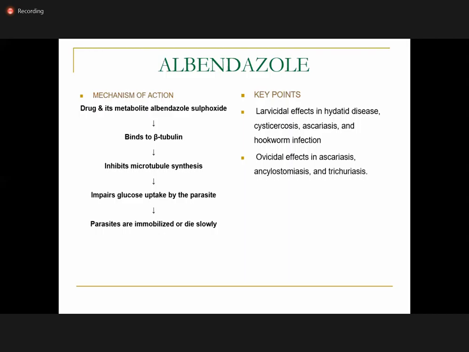Key points: larvicidal effects in hydatid disease, cysticercosis, ascariasis, and hookworm. And it also produces ovicidal effects in ascariasis, ancylostomiasis, and trichuriasis, right? But what is the general point that you must remember? It is effective against Ascaris lumbricoides and Ancylostoma duodenale, effective against cysticercosis, which is the larval stage of the pork tapeworm, and it is very much effective against Echinococcus granulosus, which is responsible to produce hydatid disease. If you know this point, I think that is more than enough.